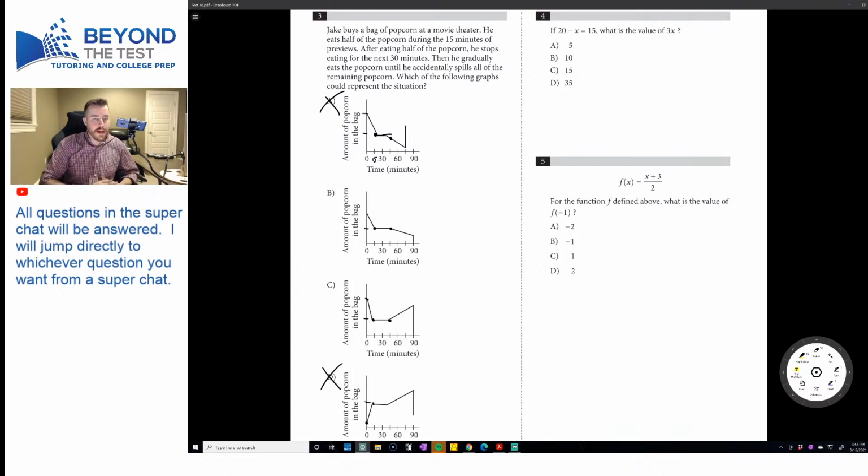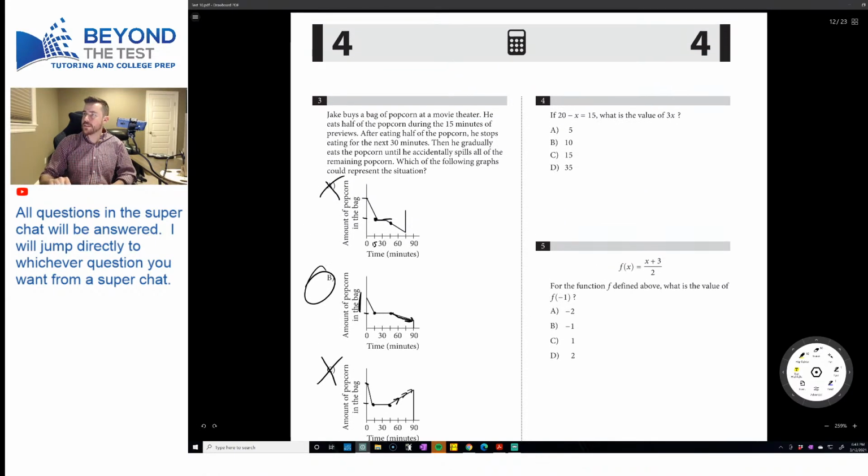Okay, then what happened after that? Then he gradually eats the popcorn until he accidentally spills. So after that, he's eating the popcorn. The amount of popcorn in the bag should be going down after that. So B, the amount of popcorn is going down. Once again, over here, choice C, the amount of popcorn is going up. If he's eating the popcorn, it's not going up. Choice C would be gone. This has to be choice B here.